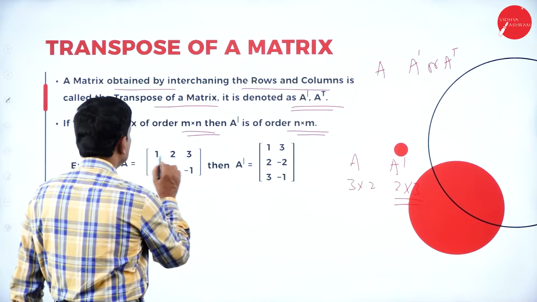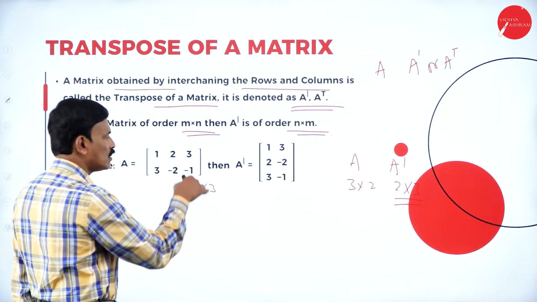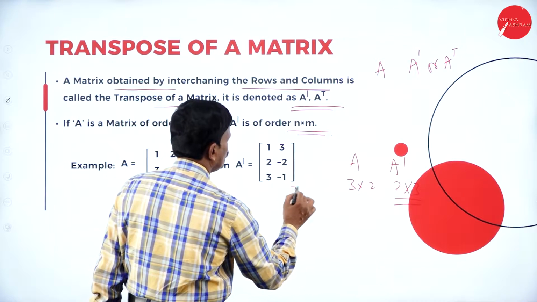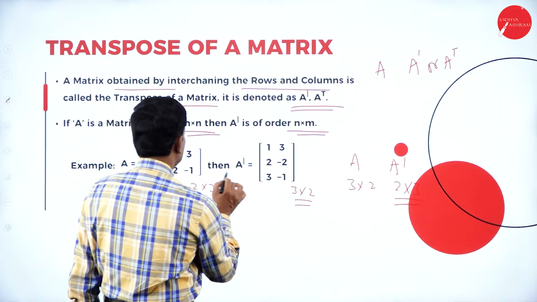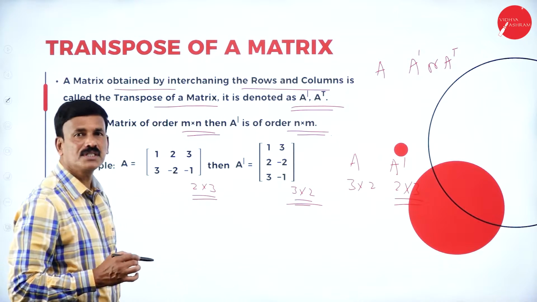Now, what is the order? This is of order 2 rows and 3 columns. Whereas this is of order 3 rows and 2 columns. So, if A is a matrix of order 2 into 3, then its transpose is of order 3 cross 2.